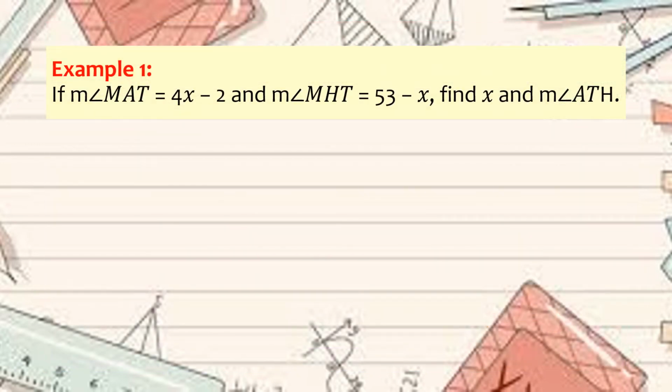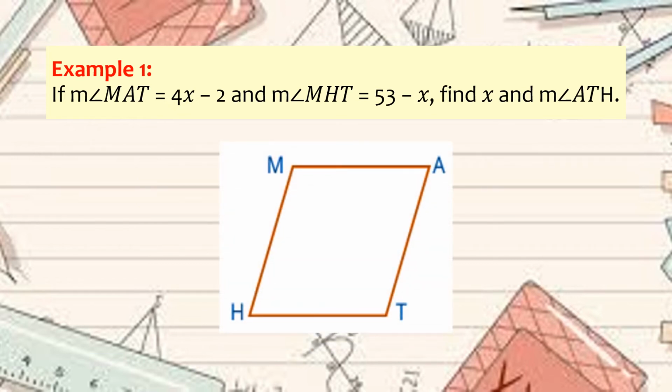Now, let us have our examples wherein we will apply the properties. If the measurement of angle MAP is equivalent to 4x minus 2 and the measurement of angle MHT is equal to 53 minus x, find x and the measurement of angle ATH. So, let us label our figure first. MAP. So, ibig sabihin, si angle A, so itong ating gitnang letter ang mag-i-indicate kung ano ang ating angle na sinusukat. Kasi nga, MAP. So, meaning, itong kay angle A.